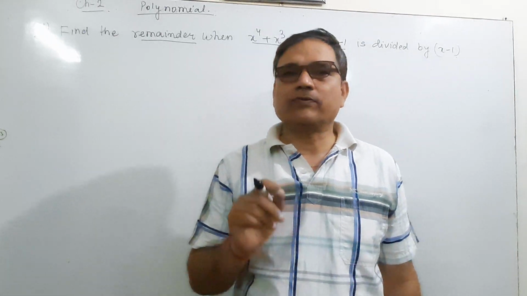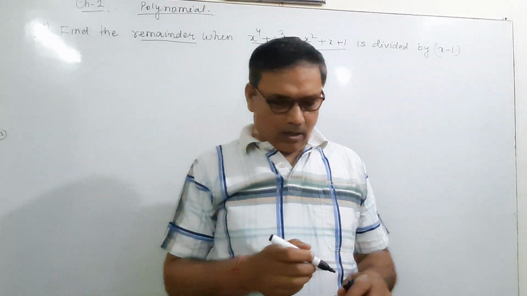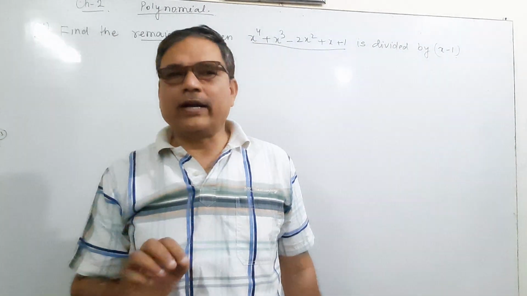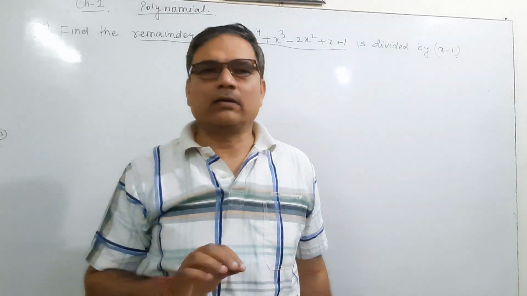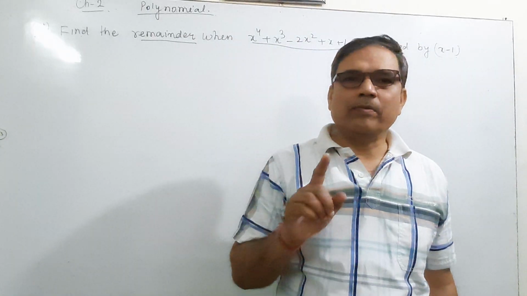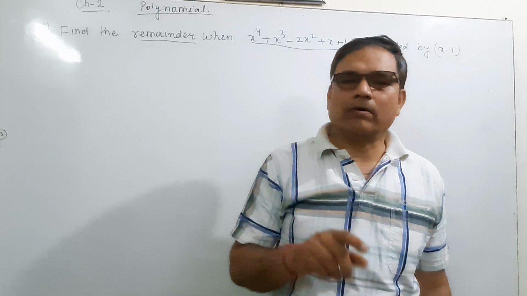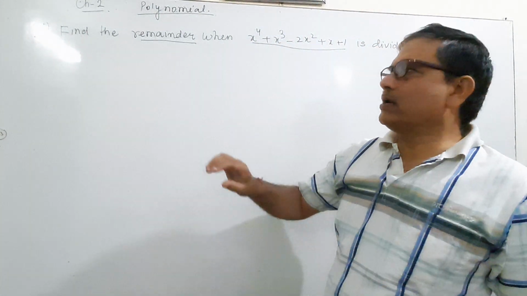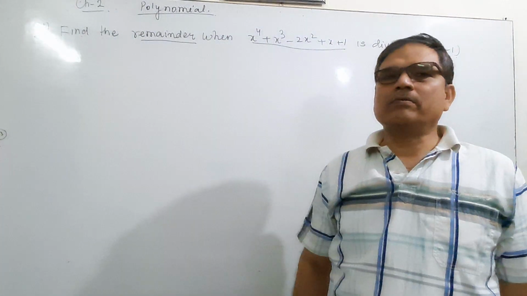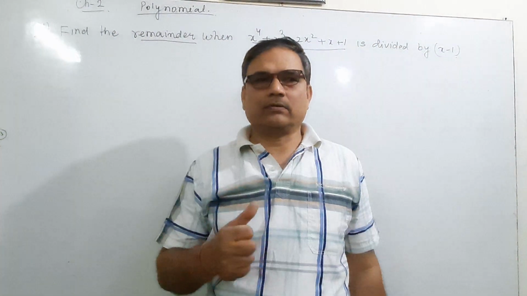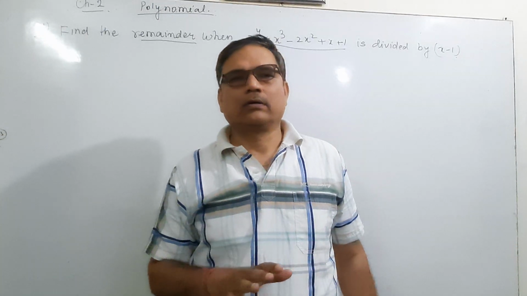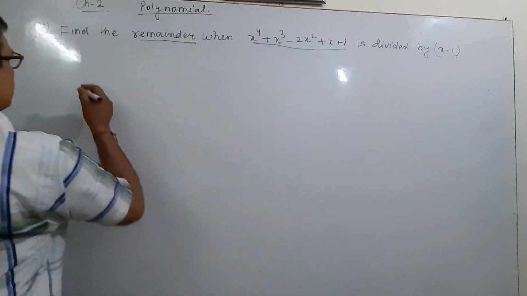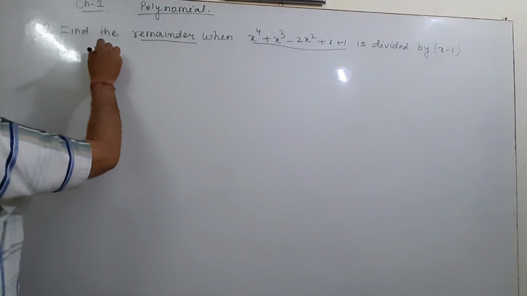But if the question asks you to find the remainder, please listen carefully: you need not find the remainder by the long division method. You have to find the remainder only by the remainder theorem. When the question asks to find the remainder, you need not solve by long division. I am just explaining how we have to divide. Is it clear?